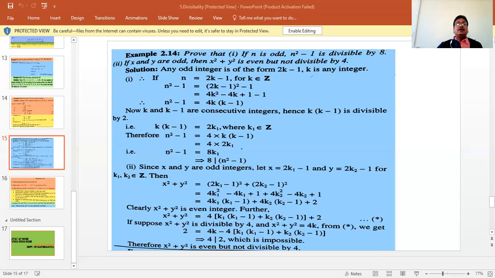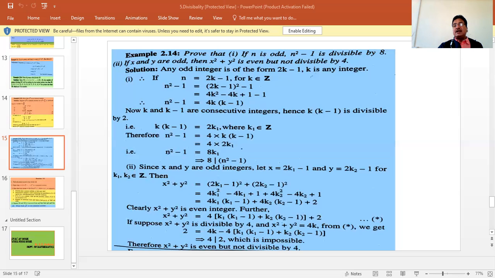Then we have to show that if x and y are odd, then x and y can be expressed in the form 2k minus 1 or 2k plus 1. So write x as 2k1 minus 1, and write y as 2k2 minus 1. Take k1 and k2 as two integers, because x and y both are odd.